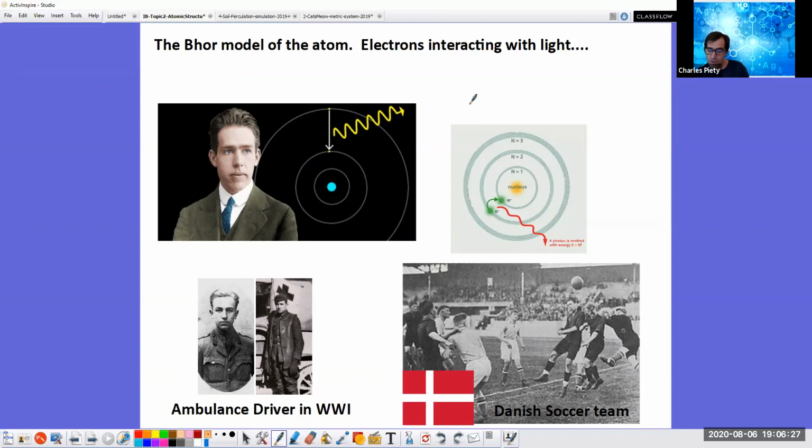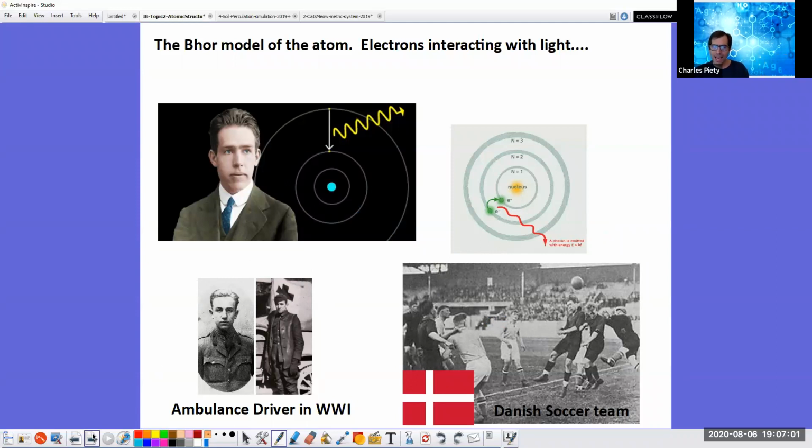He also was a pretty good soccer player. He played for the Danish soccer team. Now in Europe, football or soccer is the national sport of all those countries. So if you are representing your country, that's pretty amazing. That's like playing basketball for the USA in the Olympics. You've got to be pretty good. So the guy was super brave. He was a great athlete. And oh yeah, that's right, he's a brilliant person. So Niels Bohr, we salute you.